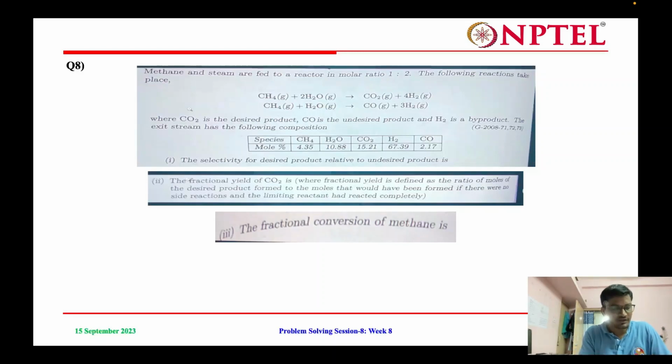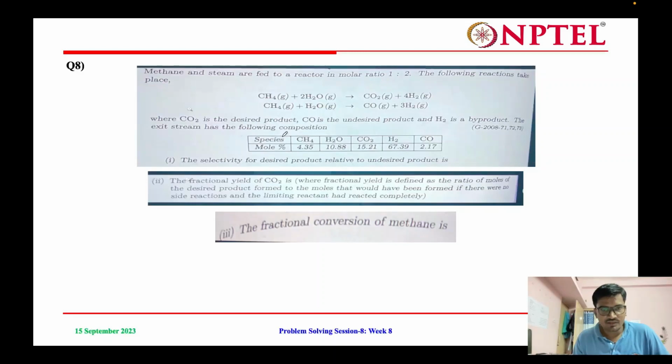Now moving to question number 8. The methane and steam streams are fed to the reactor in a molar ratio of 1 to 2. The following reactions take place: CH4 plus 2H2O gives CO2 plus 4H2, and CH4 plus H2O gives CO plus 3H2, where CO2 is the desired product and H2 is a byproduct.